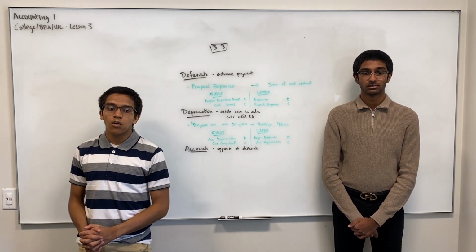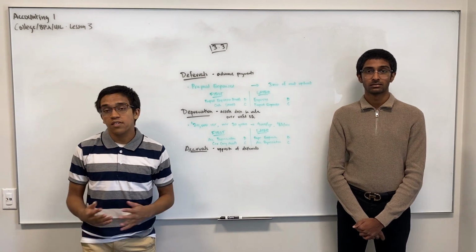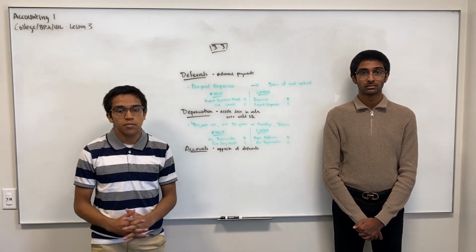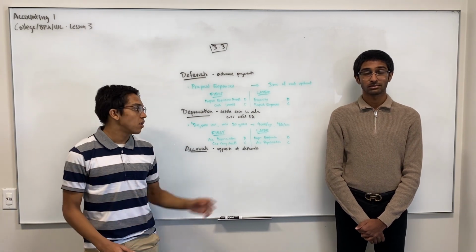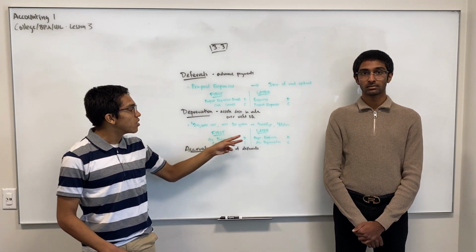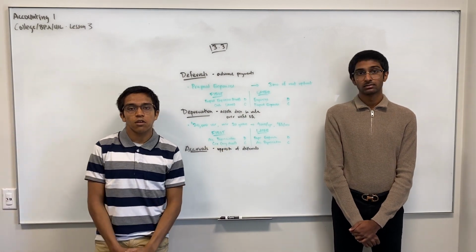A contra asset account always has a companion account. In this case, it's the depreciation expense, or debit. And its normal balance is opposite the companion. Notice how these amounts are always going to be the same every time depreciation is recorded.